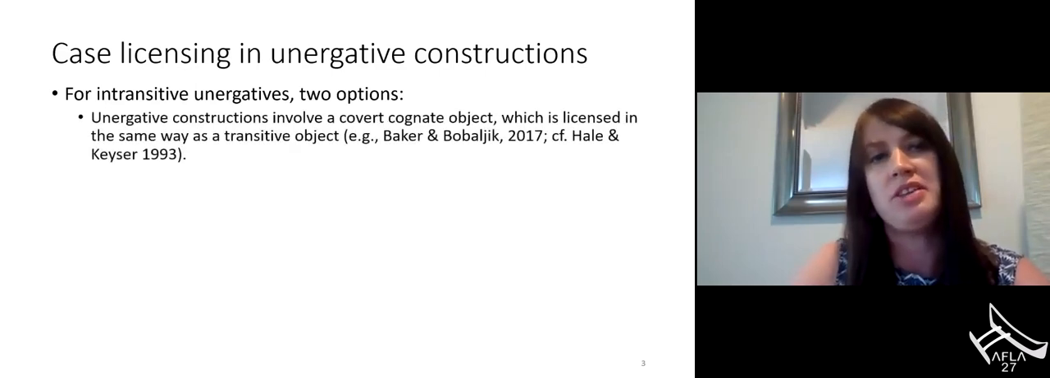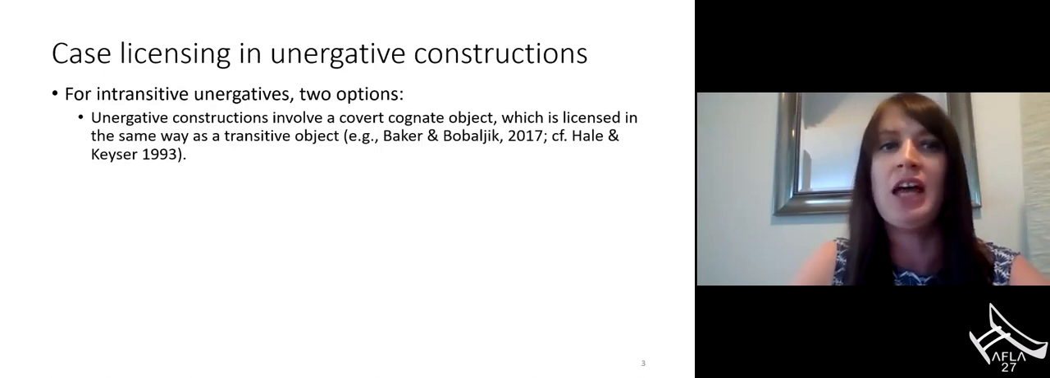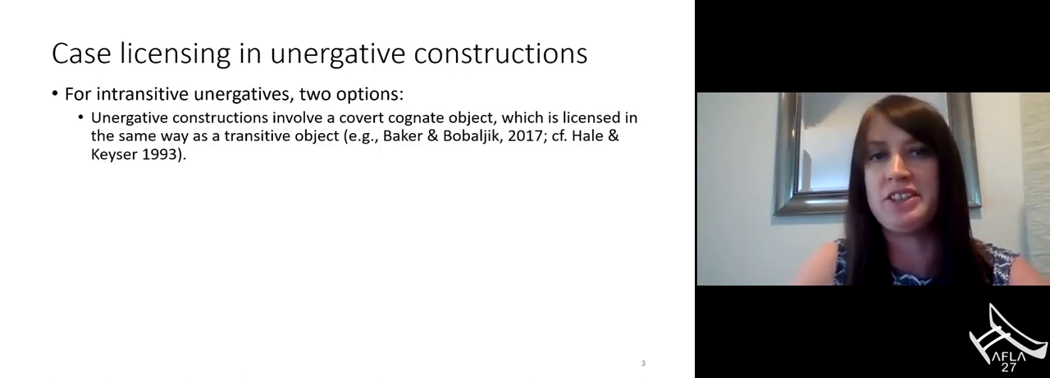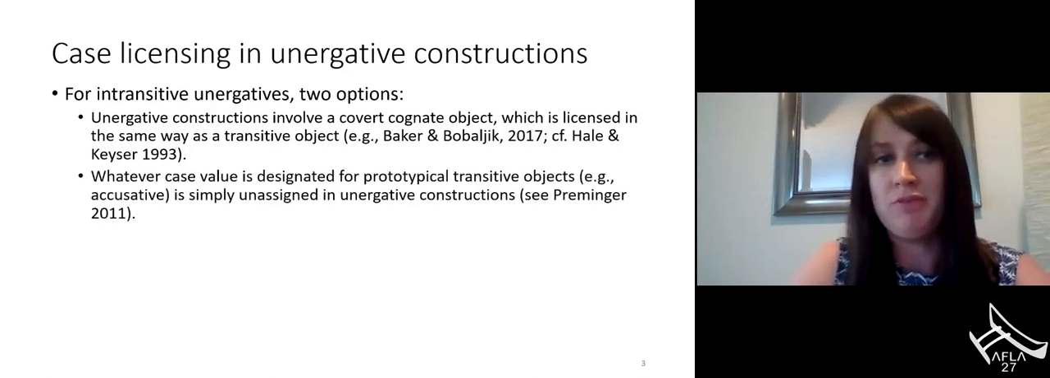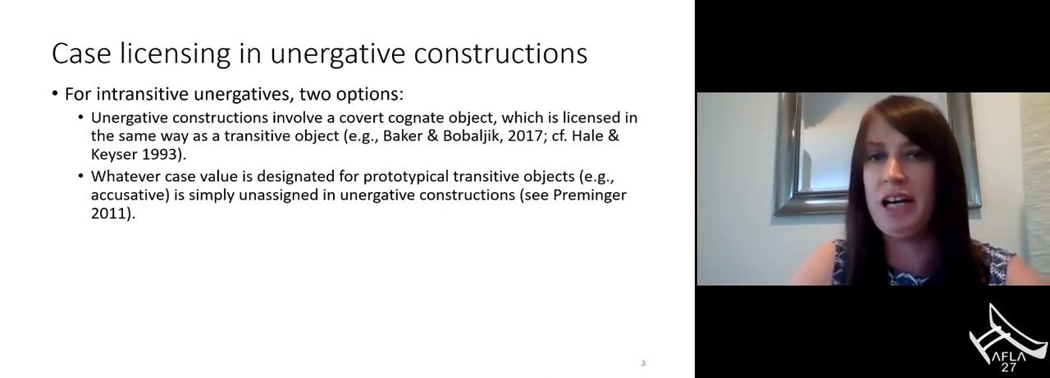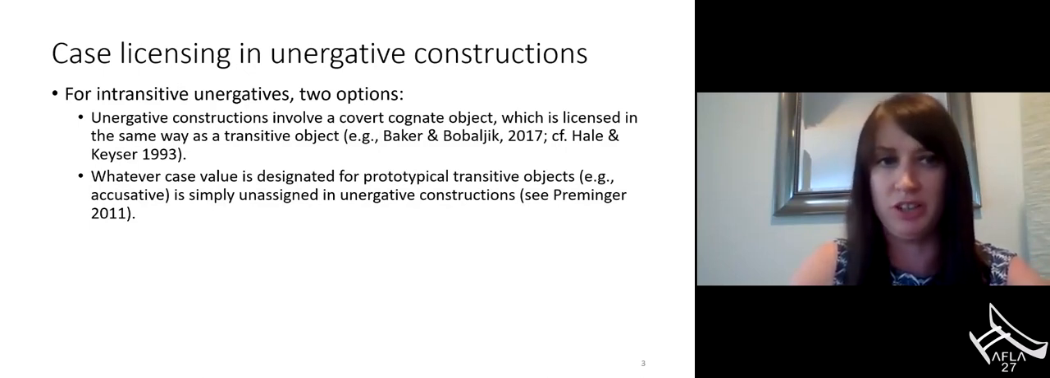The first one is that these are actually always covertly transitive. They involve a covert cognate object, and this object just gets licensed in the same way as a transitive object in prototypical transitive constructions. The second view, which we're going to be adopting, is that whatever case value is designated for prototypical transitive objects, such as accusative case, just simply goes unassigned in intransitive unergative constructions.